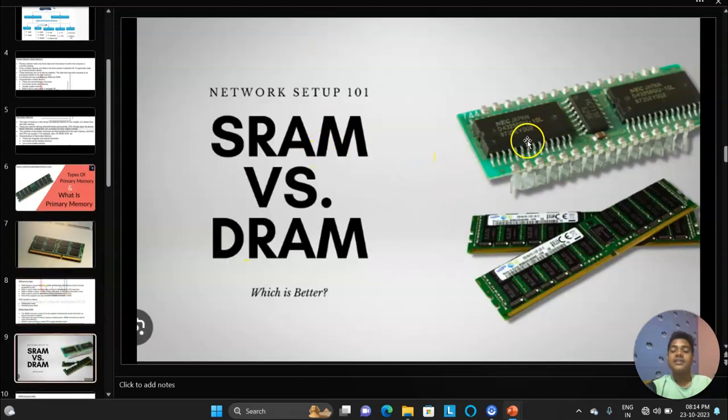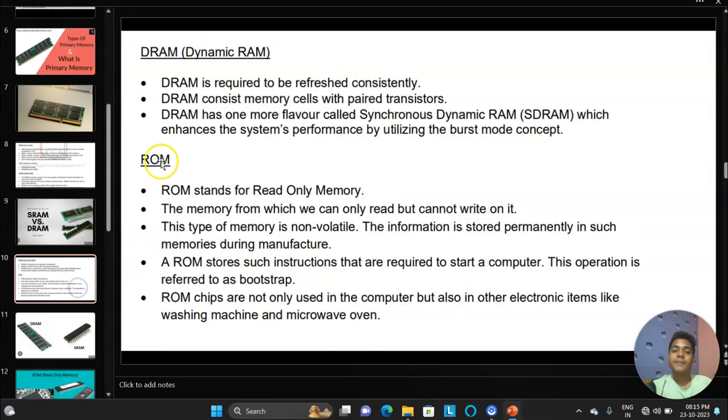In the picture we can see this is SRAM and this is DRAM. DRAM is dynamic RAM. DRAM is required to be refreshed consistently. DRAM consists of memory cells with paired transistors. DRAM has one more flavor called synchronous dynamic RAM, which enhances system performance by utilizing the burst mode concept.